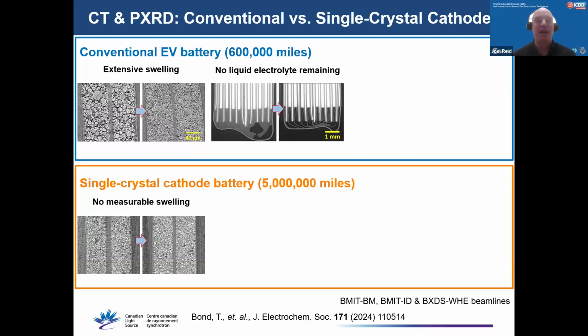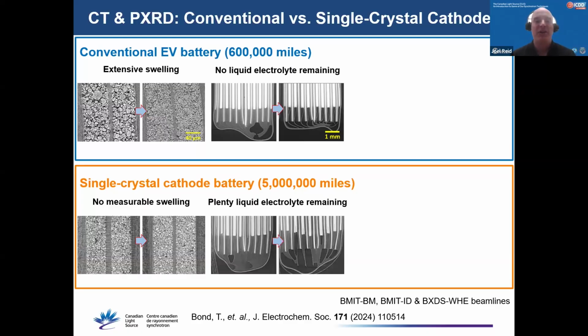For the conventional EV battery, most of the electrolyte has been depleted during the cycling. But if we look at the single crystal cell, there's still plenty of electrolyte left. It's certainly been depleted somewhat, and there are some voids there, but we do have some electrolyte left in the single crystal cell.